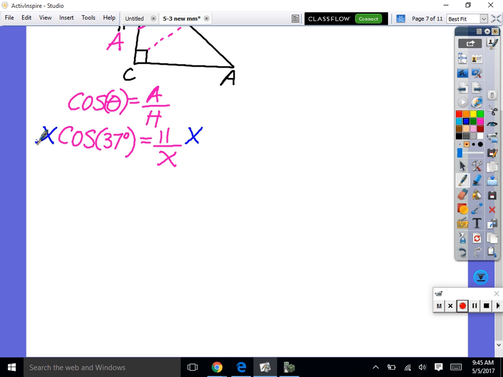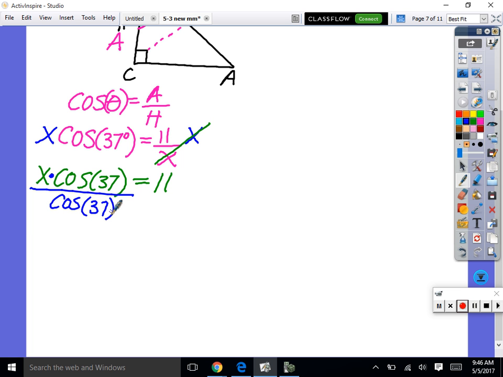Everybody do that on your paper. So we multiply both sides by x. Now look what happens. We have x times cosine of 37 on this side, and on the other side my x's divide out, so we have equals 11. Everybody see how the algebra worked out? We're not done. My goal is to get x alone. What undoes multiplication? Division. So we're going to divide both sides by cosine of 37.